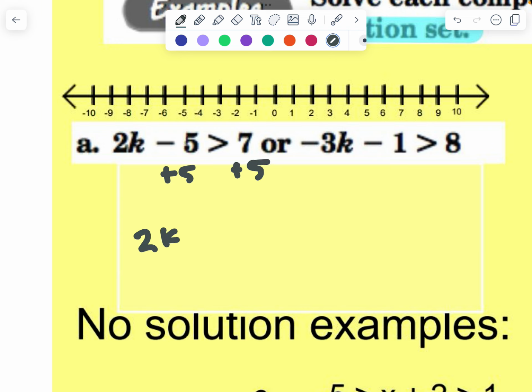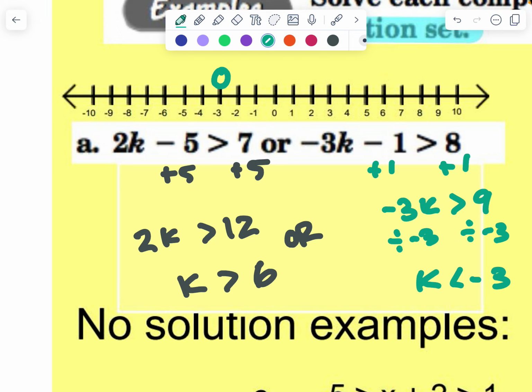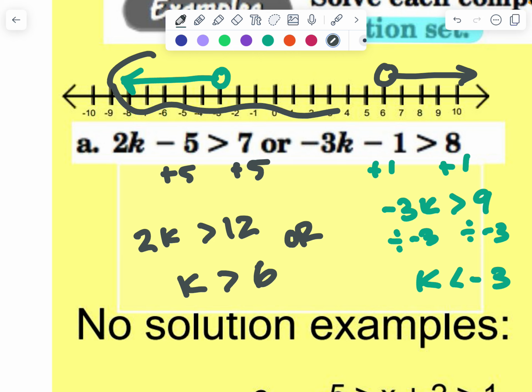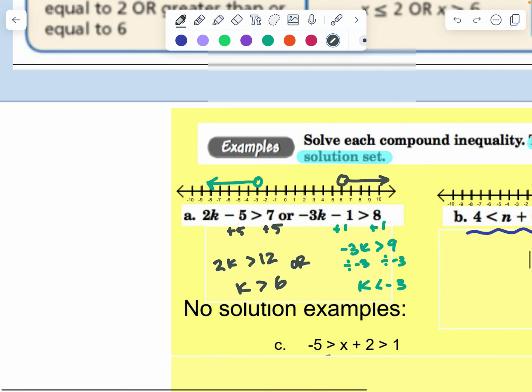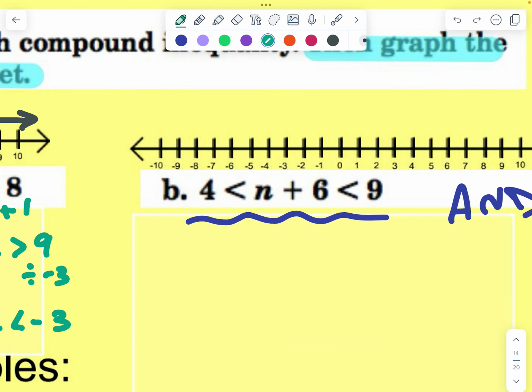Maybe you want to pause this and see if you can beat me to the answer. But here's me working this one out. If you did pause, make sure you did a flip on this one. I'm dividing by -3, and I've got k is less than -3. So here's my green inequality, the one I solved on the right. Here's my gray inequality, the one I solved on the left. As a compound inequality, we are considering both of those together.